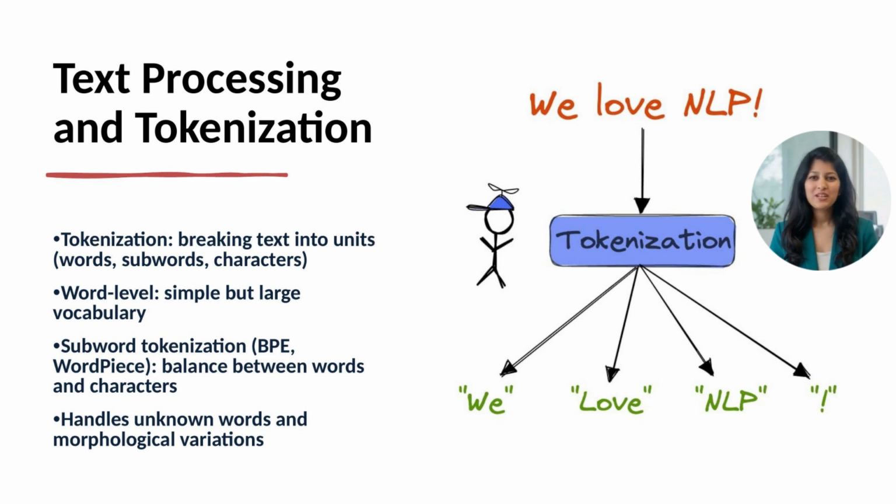First, the vocabulary becomes huge. English has hundreds of thousands of words. Second, rare words and misspellings become unknown tokens, losing information. Third, morphological relationships are lost. Run, running, ran are completely separate.